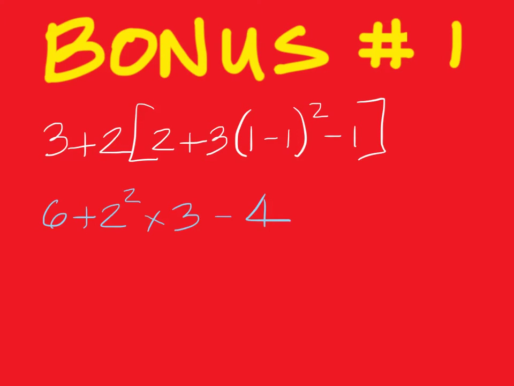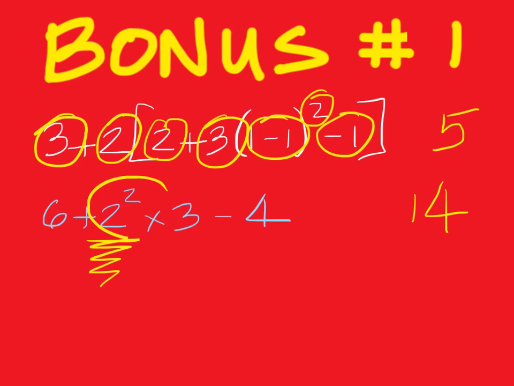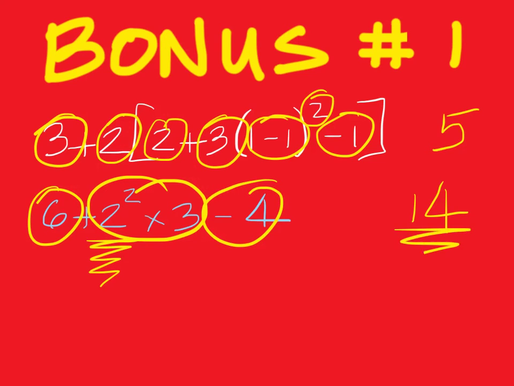On the bonus problems, the first one should have been 5, and the second one 14. On the first one, 1 minus 1 is 0. 0 squared is 0. Times 3 is still 0. So plus 2 is 2, minus 1 is 1. 1 times 2 is 2, plus 3 is 5. And down here you have 4 times 3 is 12. Plus 6 is 18, minus 4 is 14.